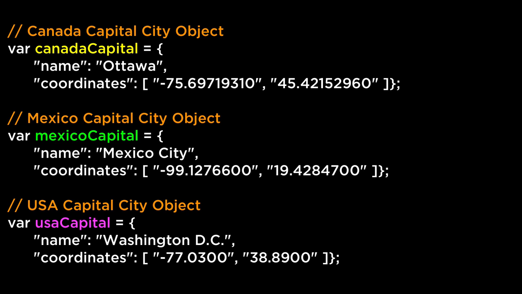You can make your objects as information-rich as you want. The name key's value is a string of the city name. The coordinates key's value is an array of the longitude and latitude of the city. The longitude comes first. Note that the numbers are currently strings in the array. This is to highlight that sometimes when you get JSON objects, you will have to do a string to number conversion. Let's look at the Mexico capital city object for a second.